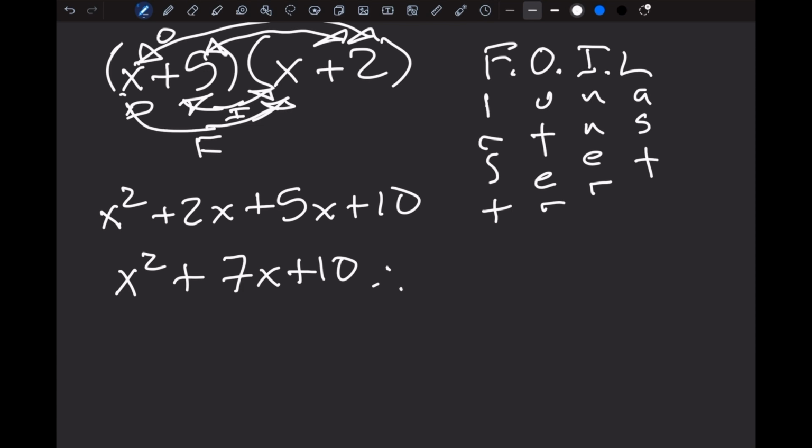And that's your answer. So the thing you may notice is that technically you could distribute this in any way that you want, and you would still get the right answer. The reason the FOIL method is taught is because it puts them into descending order. And so you can know accurately that all your terms are laid out correctly.